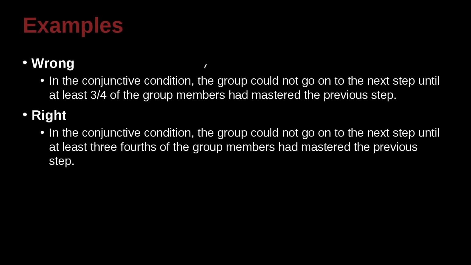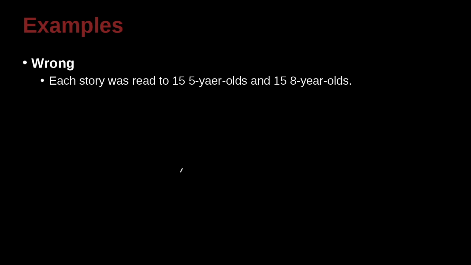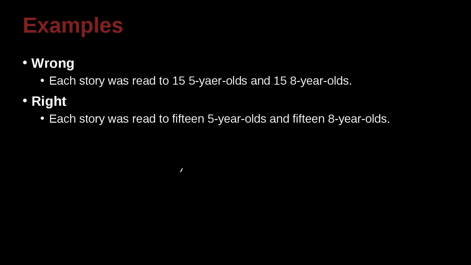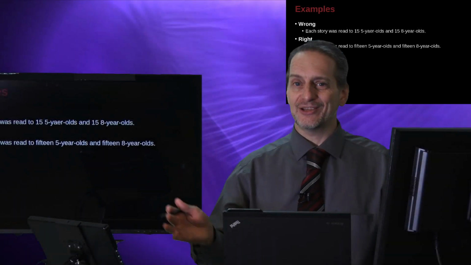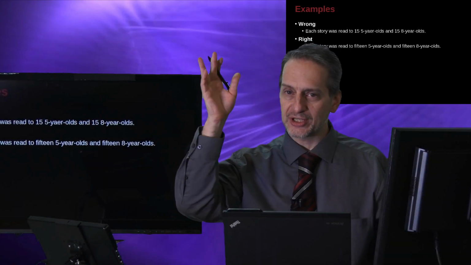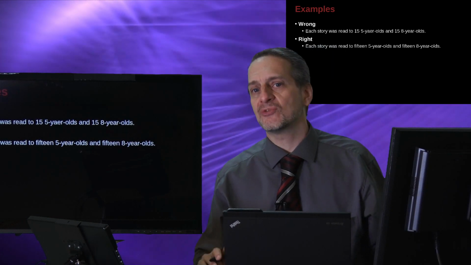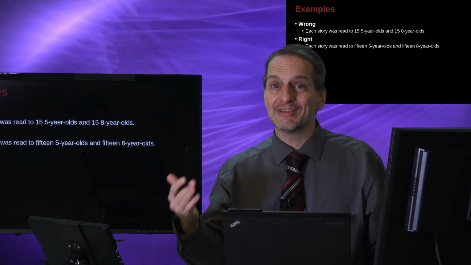In the conjunctive condition, the group could not go on to the next step until at least 3/4 of the group members had mastered the previous step. Here is our fraction 3/4. And remember we said that in this case you need to spell it out, three-fourths, because it's a common fraction or a ratio. Except in the case of ratios, you go ahead and write the ratio. Oh boy, confusing, right? It's really helpful to have the rules next to you.